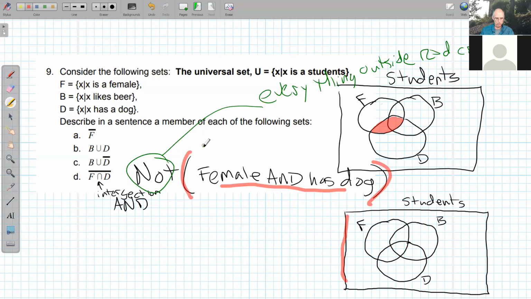Oops, I wanted that to be yellow. There we go. Not female would be everything outside the female circle, so I'm just going to shade outside the female circle. So there's not female. Oops, I forgot down here. Okay, so there's not female, that yellow region. And then does not have a dog, I'll shade green, but going this way.